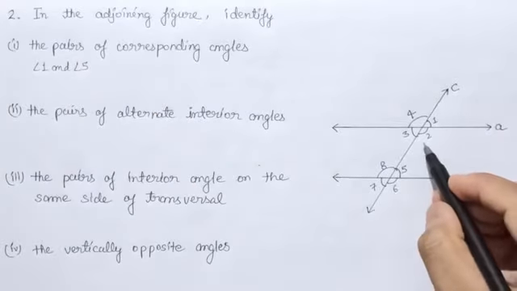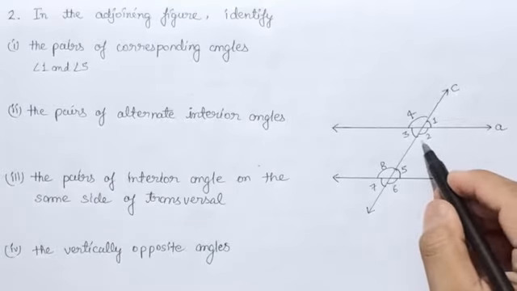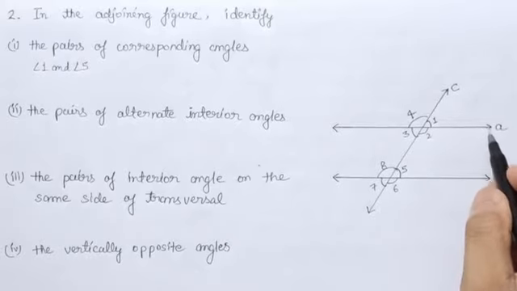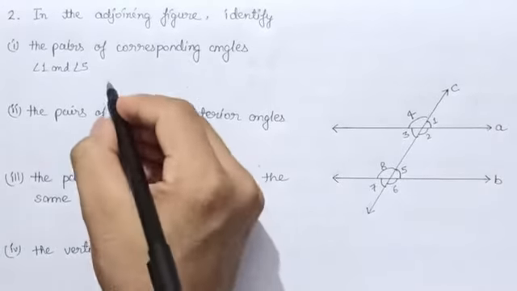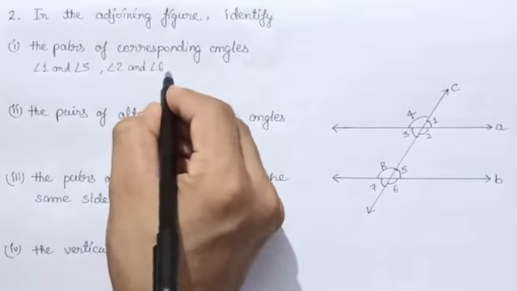In the same way, you can see angle 2 and angle 6 is another pair which have the same position, that is they are lying on the right side of the transversal and also below the lines A and B respectively. So the second pair is angle 2 and angle 6.